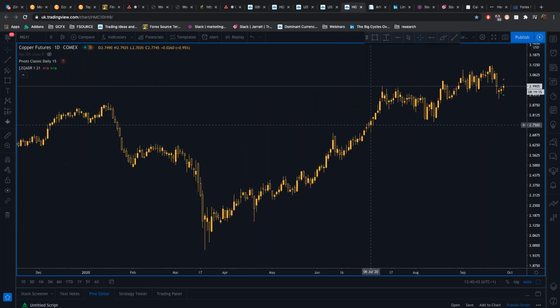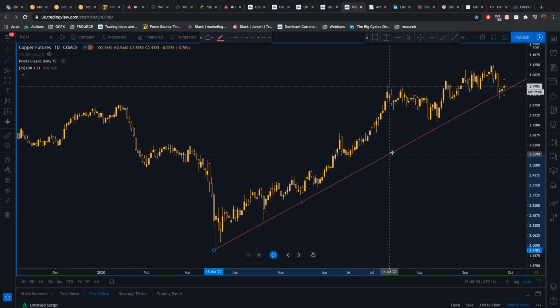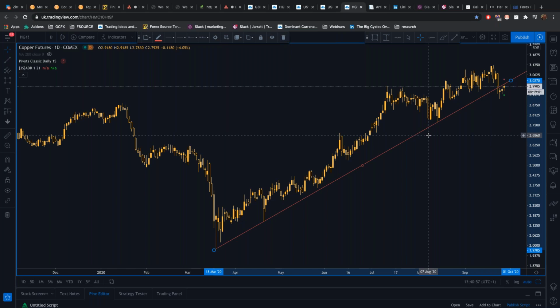Now copper is often known as Dr. Copper, and the reason it's known as Dr. Copper is because the health of the global economy is often gauged by the copper market. When the economy is growing or looking like expanding, copper's in demand. Housing needs wiring, building needs wiring, green technology needs different conductors, lots of wiring. So copper is that commodity of growth and expansion.